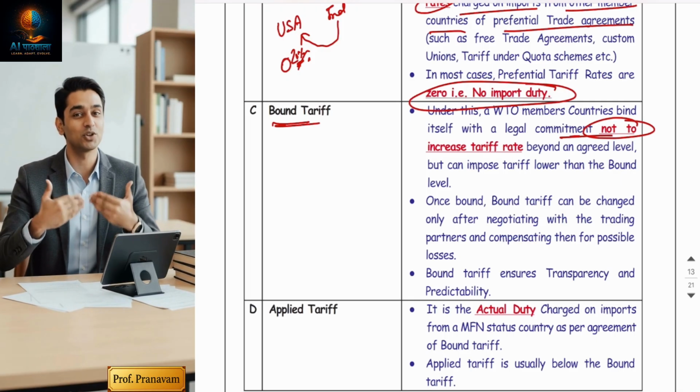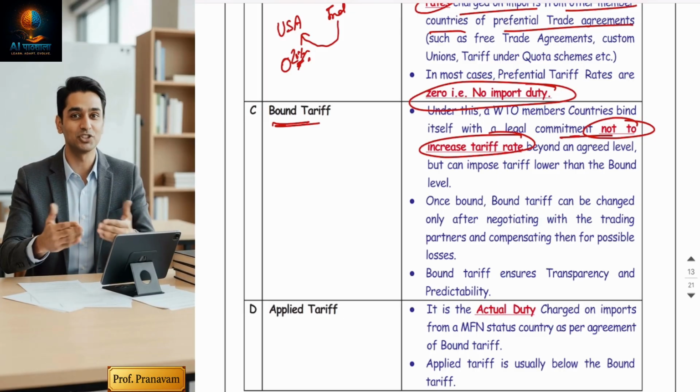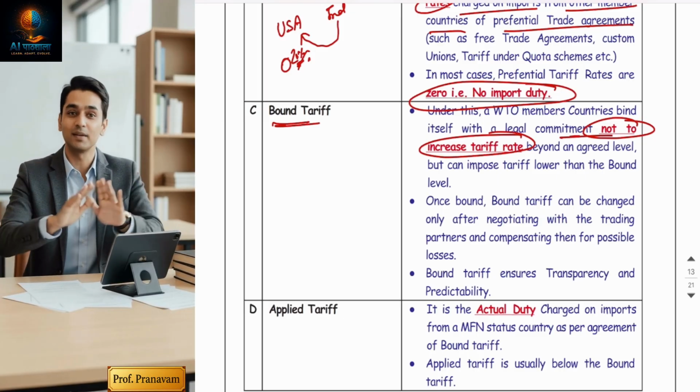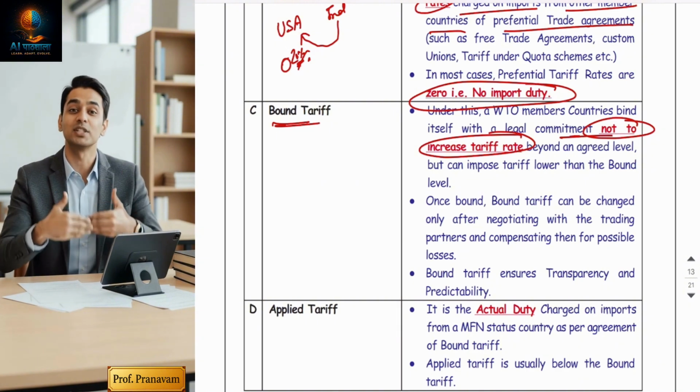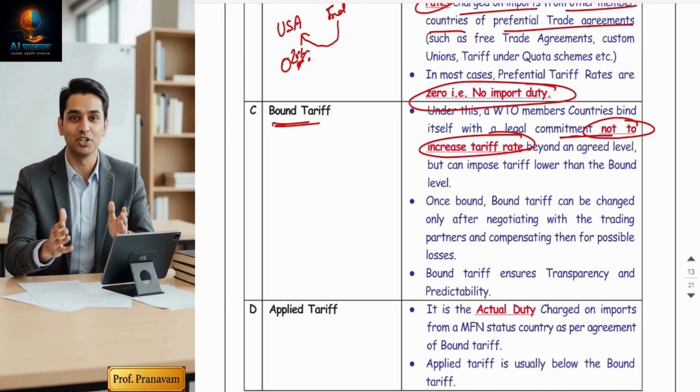Bind itself with a legal commitment not to increase the tariff rate. Now, bound tariff means one member country of the WTO is signing a written agreement, or giving a legal commitment, on the maximum tariff it is going to charge. It means they are entering into an agreement.